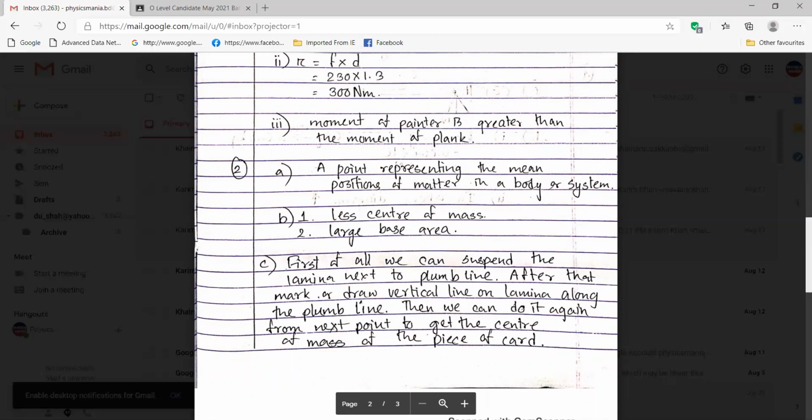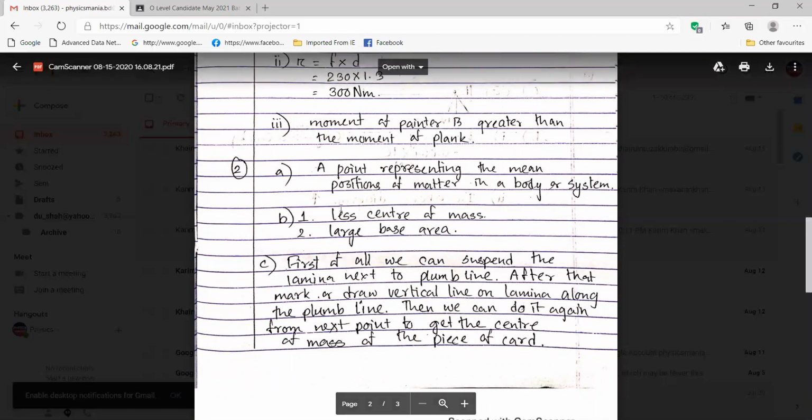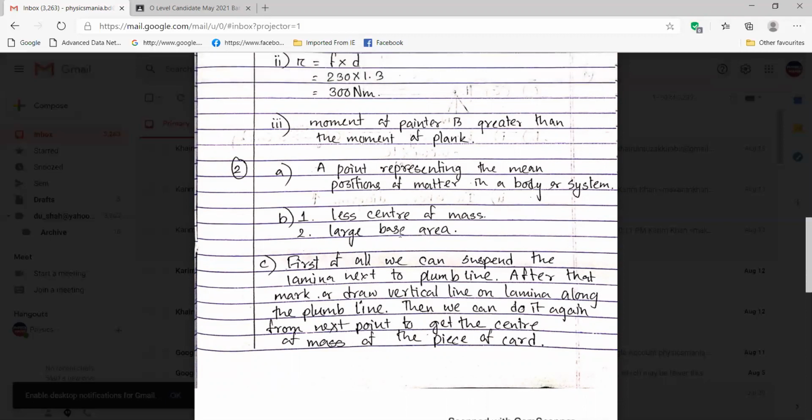Then the conditions for having more stability: you wrote less center of mass, but change this wording. Lowering the center of mass. That means it's going down, right? Not less. The center of mass should go down. Okay. Then we have the third part, C.